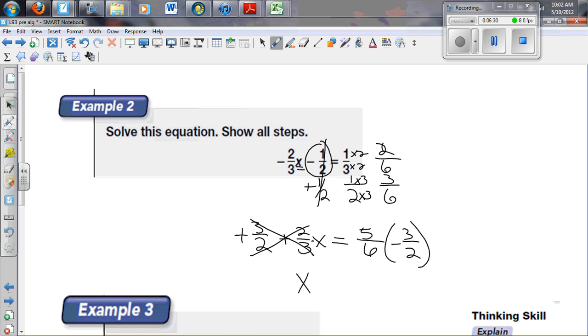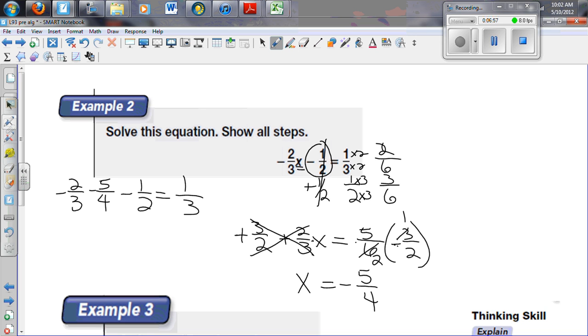And so is there anything that cancels? Yes, there is. 6 and 3. And so I get a negative, because negative times positive is negative, and then 5/4. And so let's check that. Negative 2/3 times negative 5/4 minus 1/2 should equal 1/3.